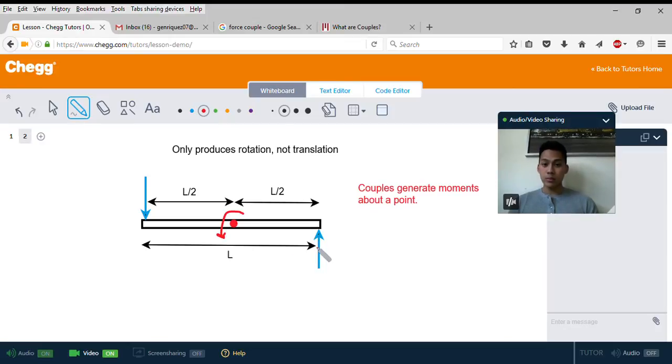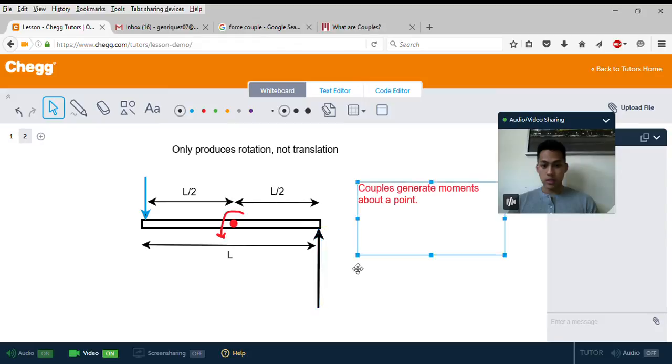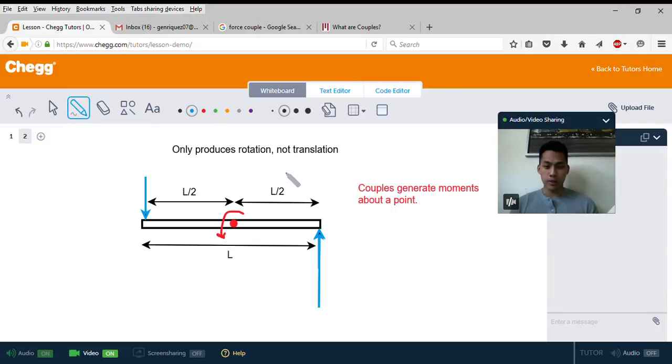Now, if this blue arrow here, let's say this blue arrow was replaced with a force like this, then yes, there would be translation, because this force is greater than this force, so it would essentially slide the bar up a little bit. There would be some rotation, however, there would be a little bit of translation. Now, to get rid of that translation, we just make sure that the two forces in the couple are equal in magnitude, like this.